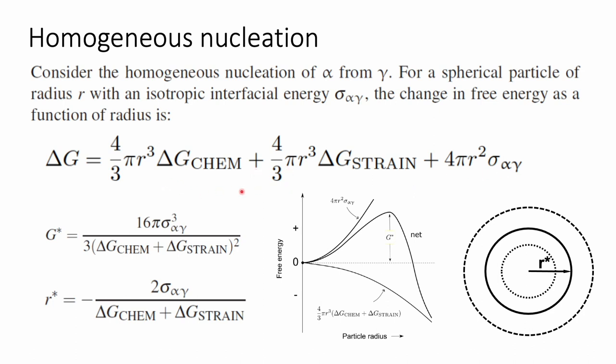To be clear, in this equation, we have the volume part contribution based on delta G chemical. This is the real driving force. And this part, delta G strain, normally is a barrier because we have the structure change, with tensile or compressive strain energy. Then the interface area contribution, again, is a barrier.